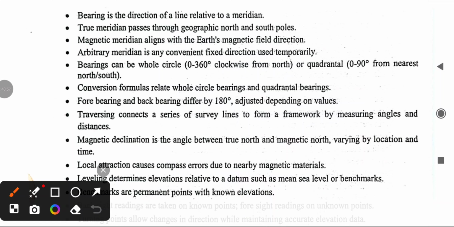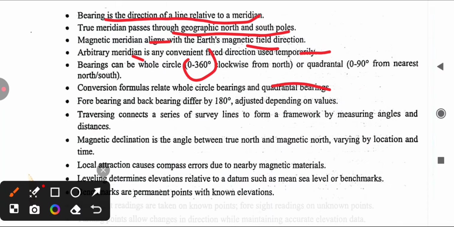Bearing is the direction of a line relative to a meridian. The true meridian passes through the geographic north and south poles, and the magnetic meridian aligns with the earth's magnetic field direction. An arbitrary meridian is any convenient fixed direction used temporarily. Bearing can be whole circle, clockwise from north, or quadrant, 0 to 90 from the nearest north or south. Conversion formulas relate whole circle bearing and quadrant bearing.